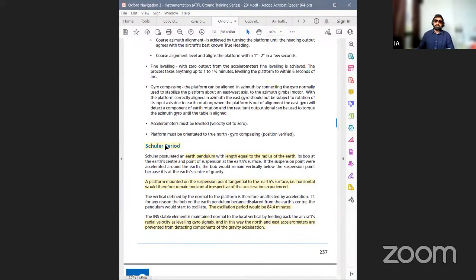Remember Schuler period? Schuler was a scientist. In that, the pendulum has a length equal to the radius of the Earth. Bob is from where it is held, and the point of suspension, the Earth's surface.